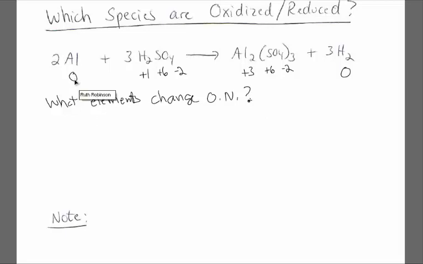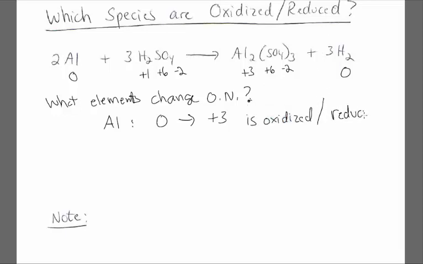You may notice aluminum went from 0 to +3. Then you say, is that an oxidation or a reduction? Well, it lost electrons. It becomes more positive, so it is oxidized. And we can also say that aluminum is the reducing agent. What else changed? Okay, did sulfur change? No. +6 to +6. Oxygen, -2 to -2. Hydrogen went from +1 to 0.